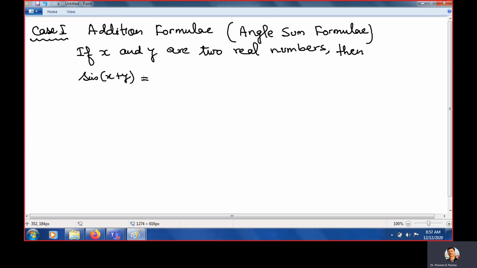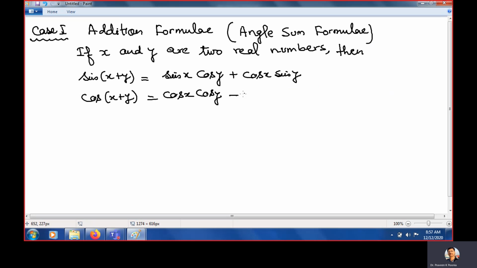What is sin x plus y? It is sin x cos y plus cos x sin y. And another is cos x plus y. Cos x plus y is cos x cos y minus sin x sin y.